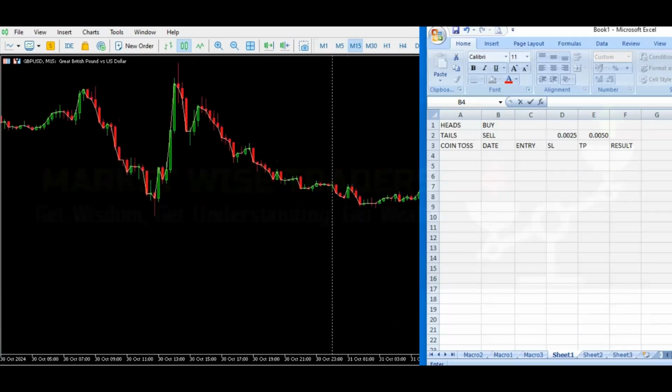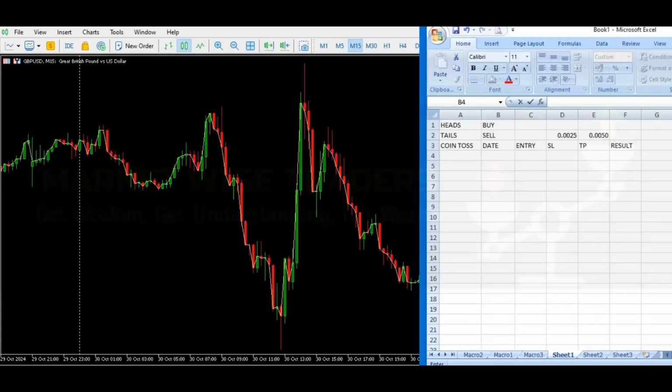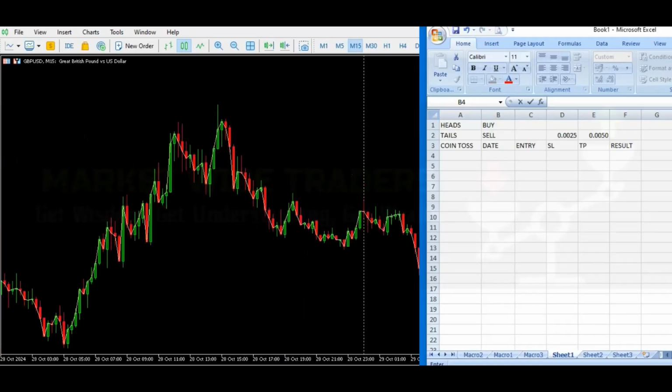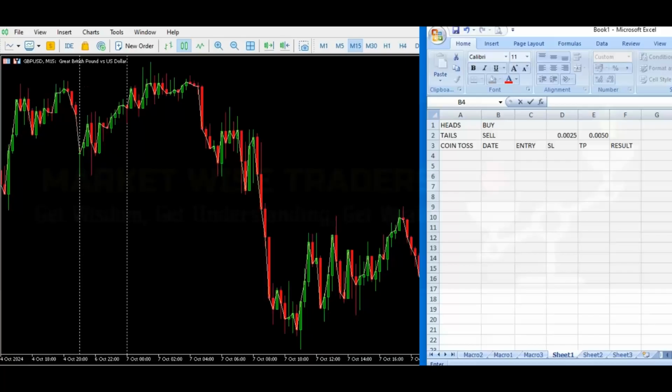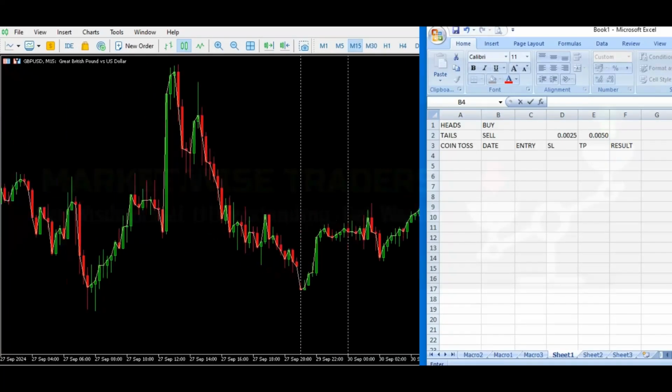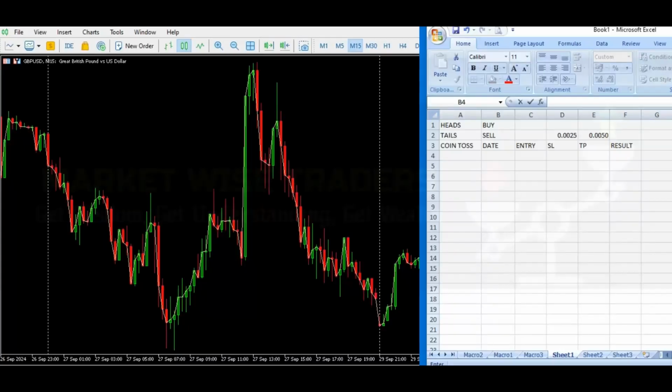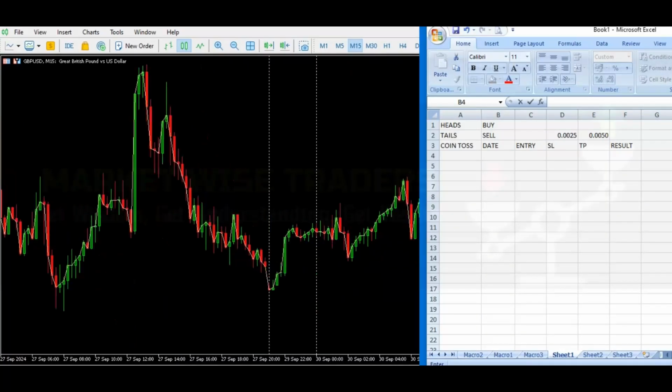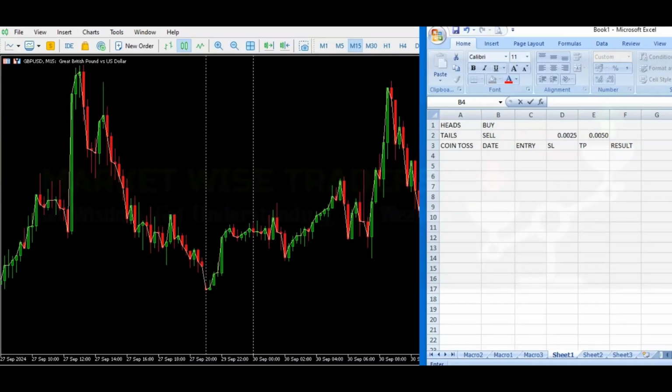Let's just go back a bit. We can take it from any date. Let's go back to the start of October. I haven't looked through these charts, so we're just going to make this very random. I'm going to toss a coin, and heads will be a buy and tails will be a sell. I'll have a 25 pip stop loss and a 50 pip take profit.